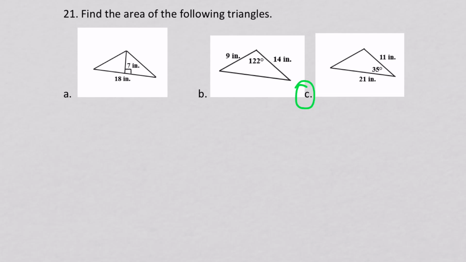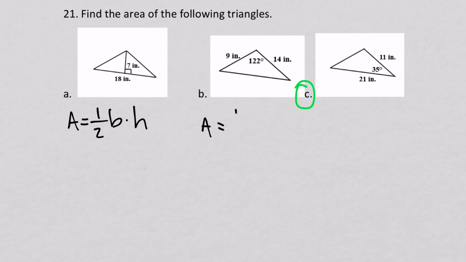21, finding the area of triangles. For A, you should not be struggling. Use the formula that you learned back in 4th grade. 1/2 base times height. They gave you the base, they gave you the height, just plug it into the formula. But B and C, you need the new formula that we learned this year for triangles where they don't give you the base and they don't give you the height.